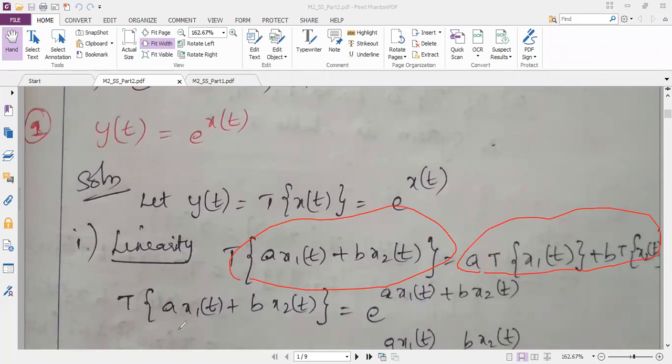So now the next step is, I have to take the left hand side. What is left hand side? Left hand side is T of a into x1 of t plus b into x2 of t. Please, I want all of you to rewrite the left hand side.